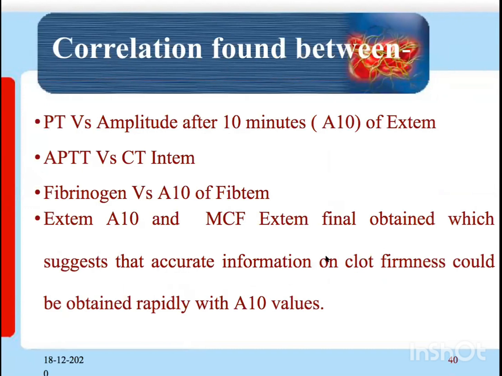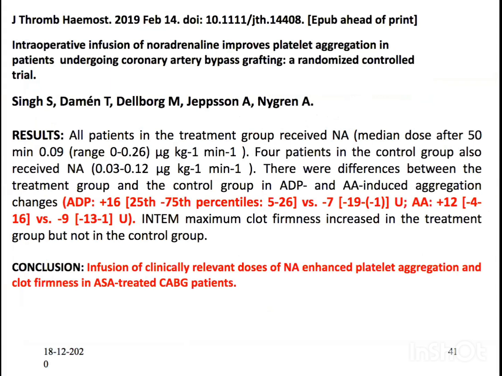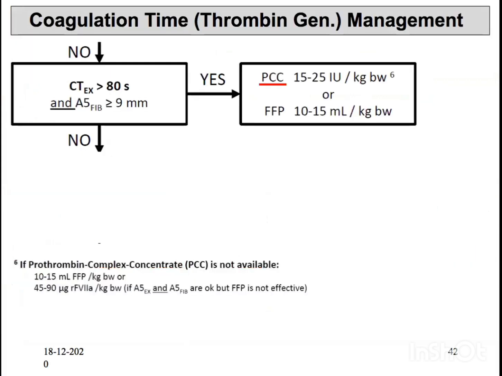A correlation is found in our ROTEM studies between prothrombin time and A10 of EXTEM, between APTT and CT INTEM, between fibrinogen and A10 of FIBTEM, and between EXTEM A10 and the final EXTEM MCF obtained, which suggests that accurate information on clot firmness could be obtained within 8 or 10 minutes. A lot of studies done by other people also show that intraoperative infusion of noradrenaline when the patient is on ECMO improves platelet aggregation in patients who are undergoing CABG and are put on ECMO.